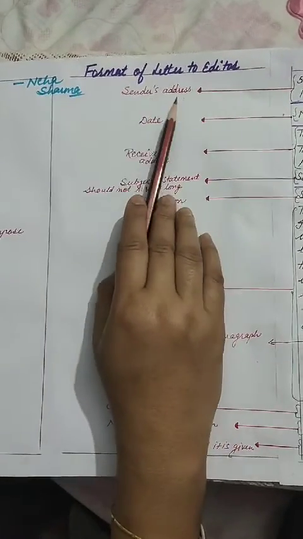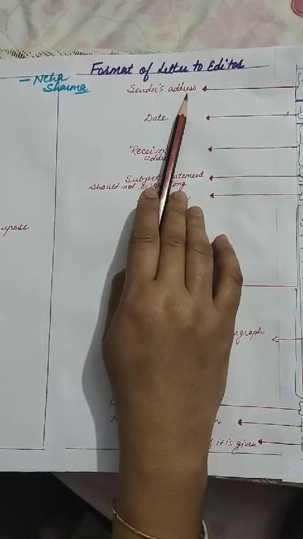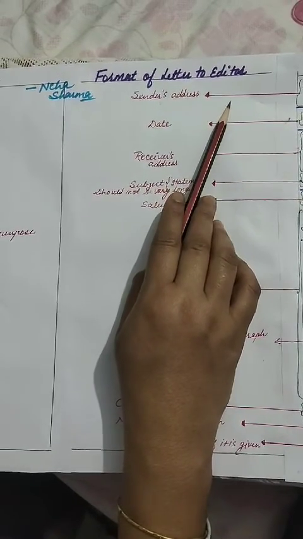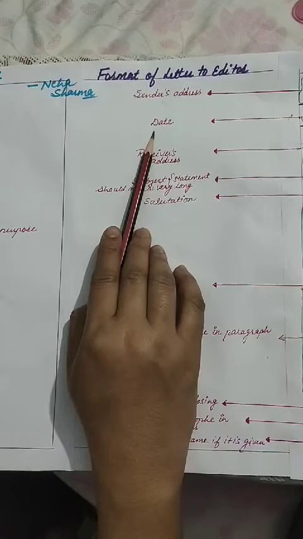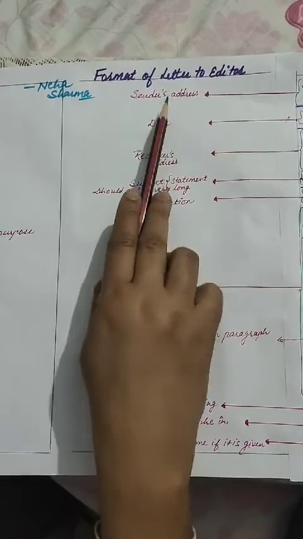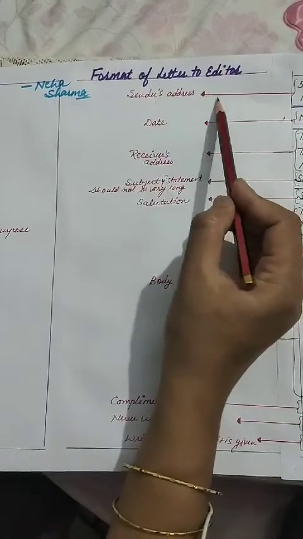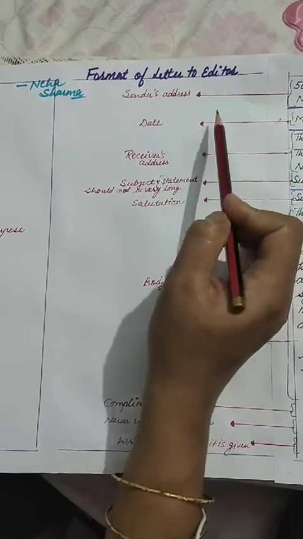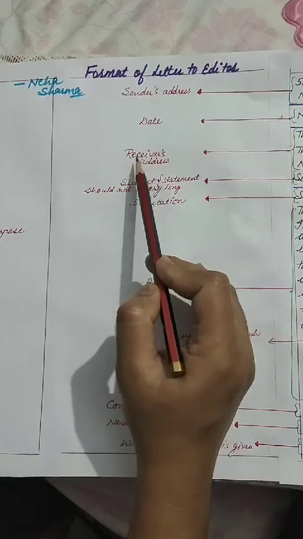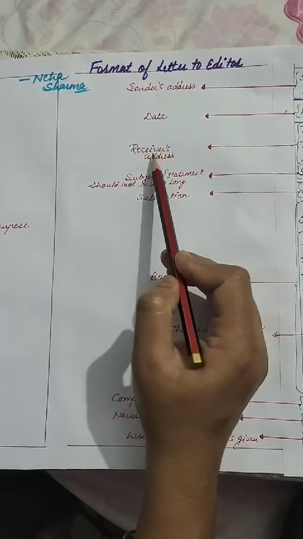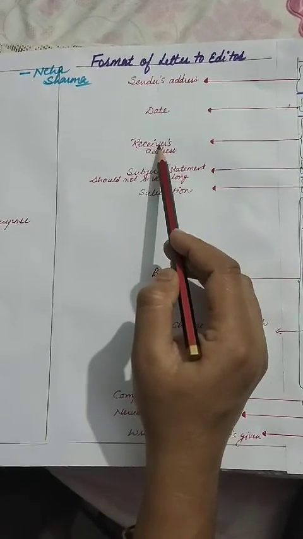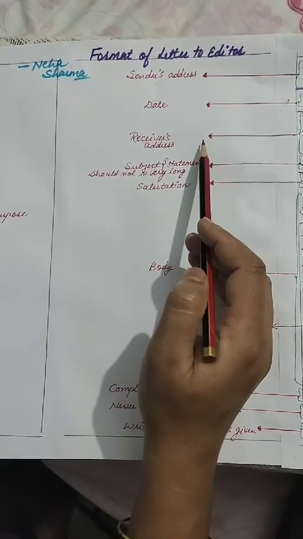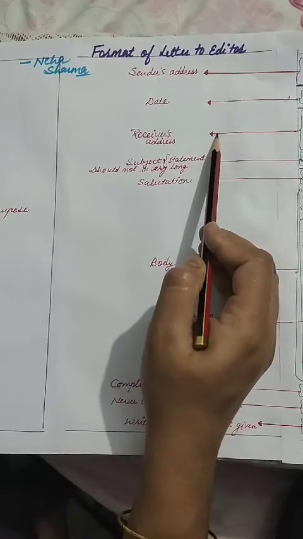Let's see in detail what you have to write down in sender's address. First, you need to write down the address and the contact detail of the senders. Number 2 is date. Now, below the sender's address, you have to leave a space, a line, and then you have to write the date. Number 3rd stage you have to write down is the receiving editor's address. Here you need to write down the recipient of the mail, that is the editor.